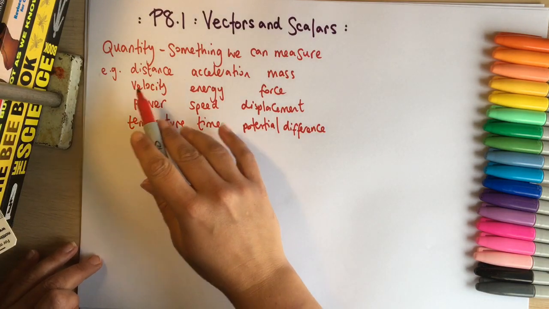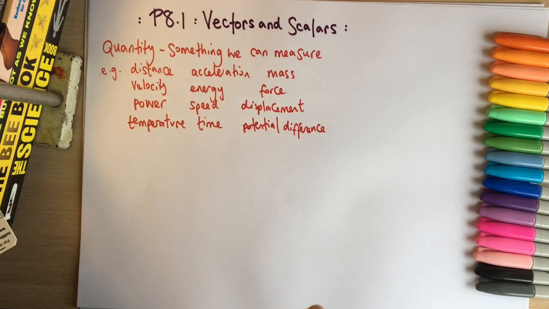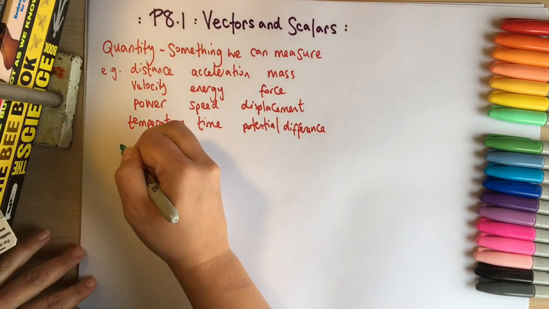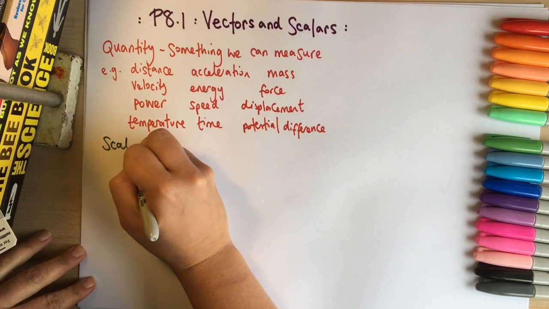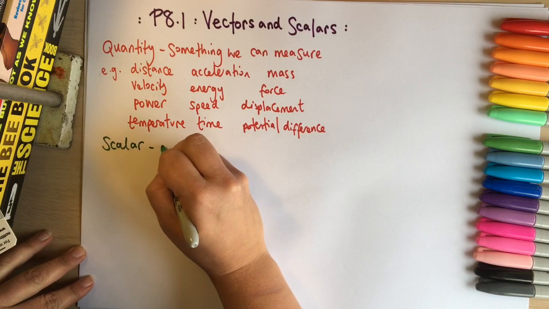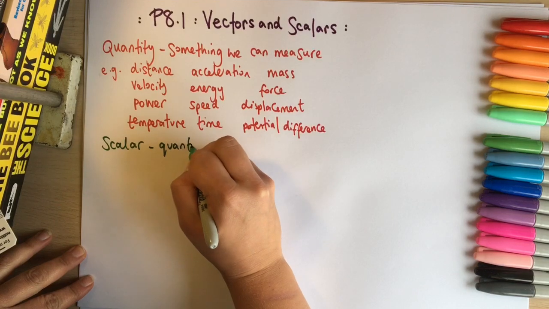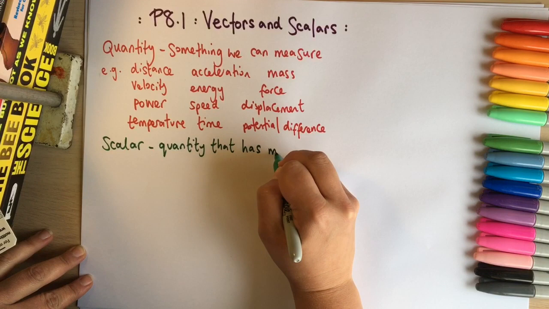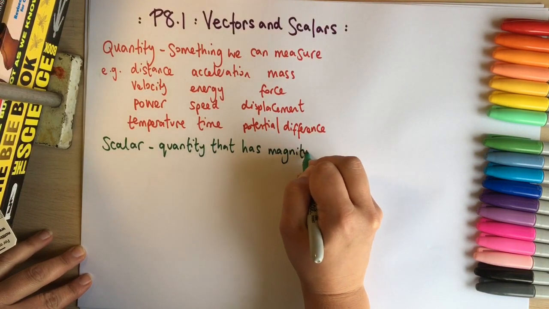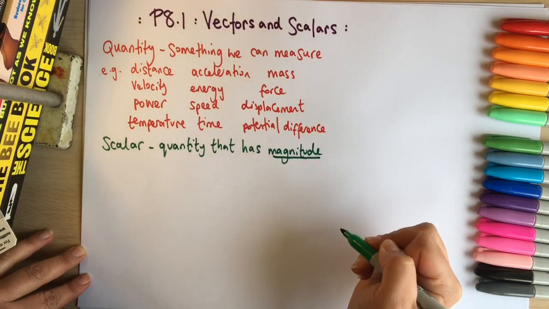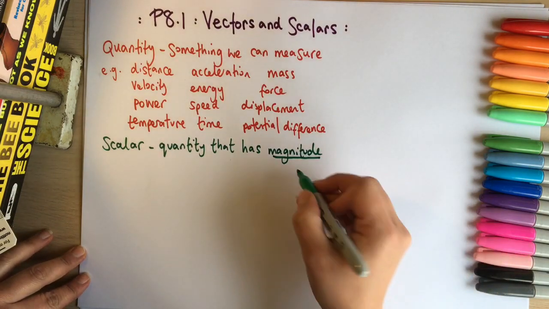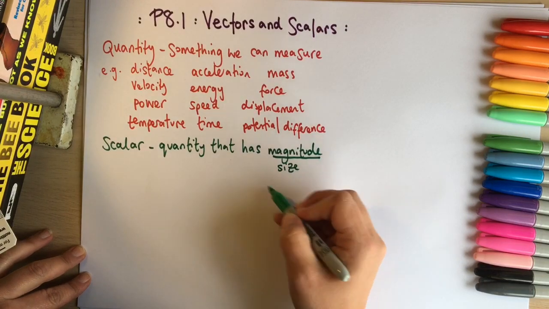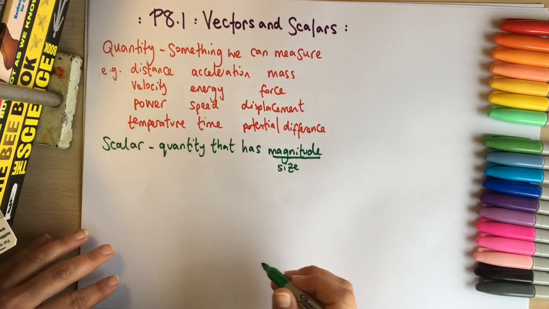So these quantities could be split into either vectors or scalars. So a scalar is a quantity that has magnitude. A magnitude, which might be a new keyword to you, magnitude is the kind of scientific way of saying size. So it's where the size of the quantity matters.